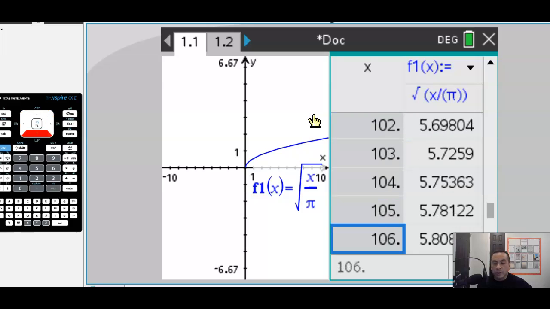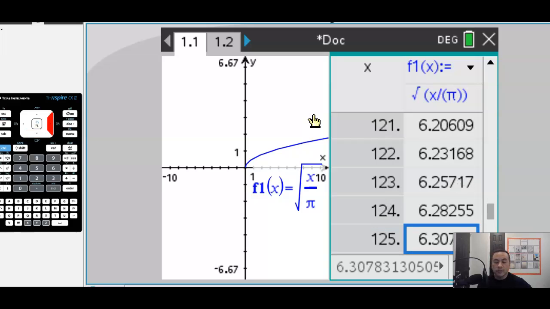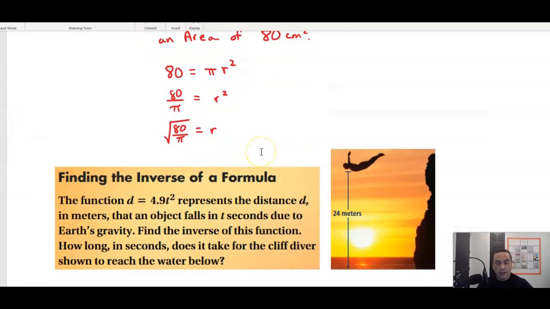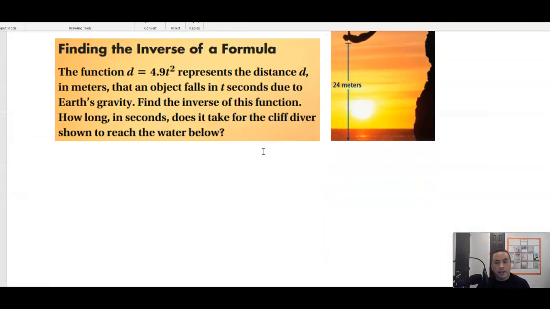If you wanted an area of 125 or so forth, well, then you need a radius of 6.3 units and so forth. So that's really why we use inverse functions, to be able to calculate at different variables.